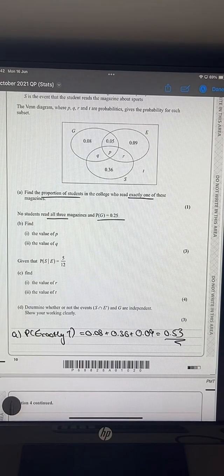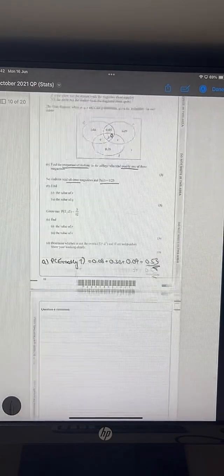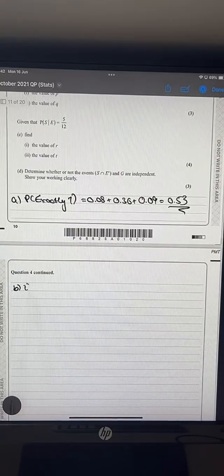Part B, no students read all 3 magazines and P(G) is 0.25. Part 1, find the value of P. Well, we're told that no students read all 3, so that's just 0, right? So make sure you do write it out as well officially. P equals 0, and that's it.